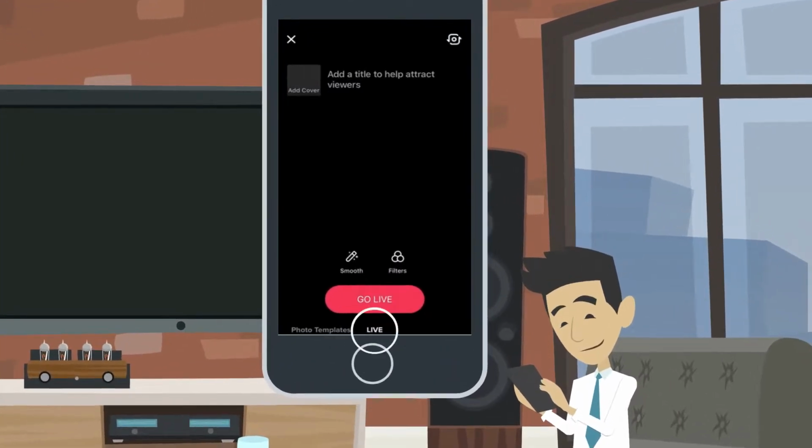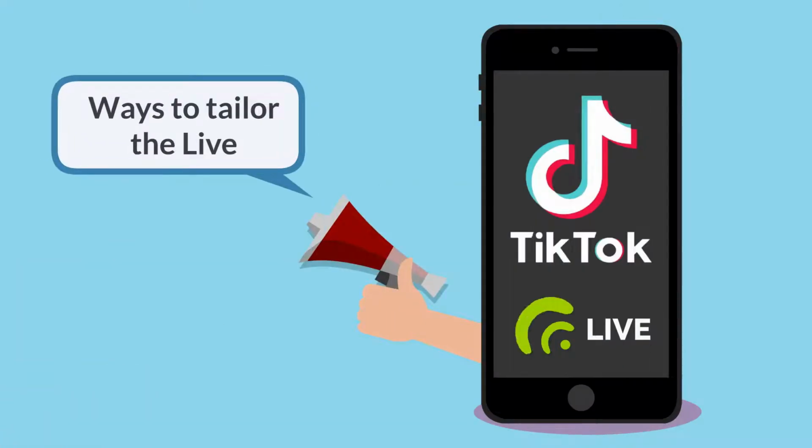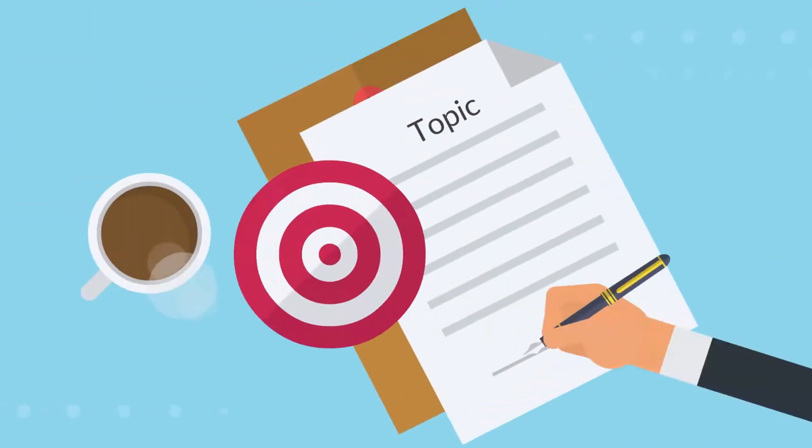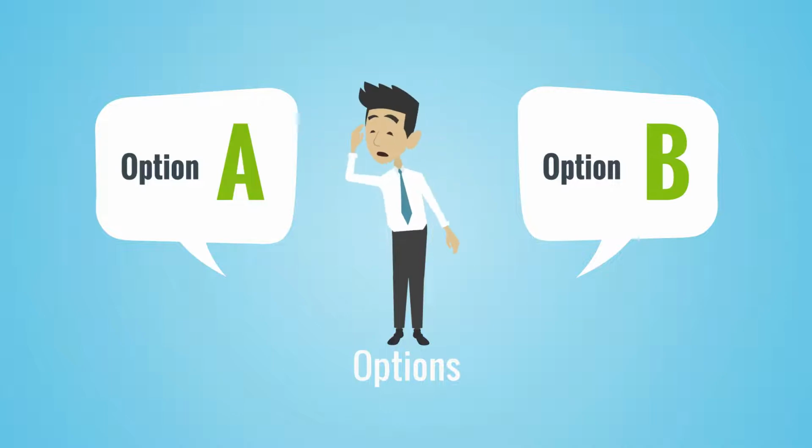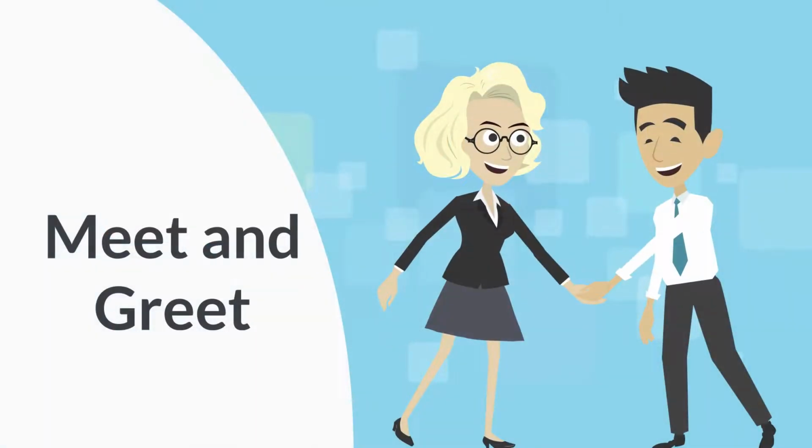Customizing live. Now, after you have the option to go live, you can easily customize it in any manner you like. The app gives you numerous ways to tailor the live. You can choose a topic for it and target your niche. There is also an option to choose no topic. You can simply make it a general meet and greet.